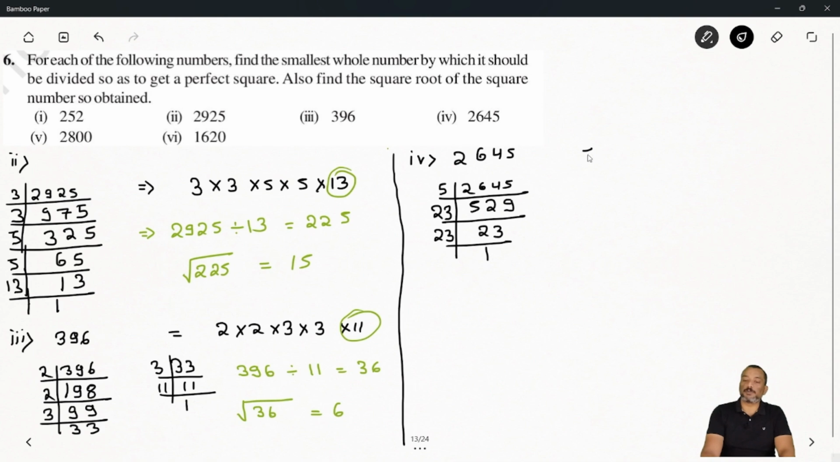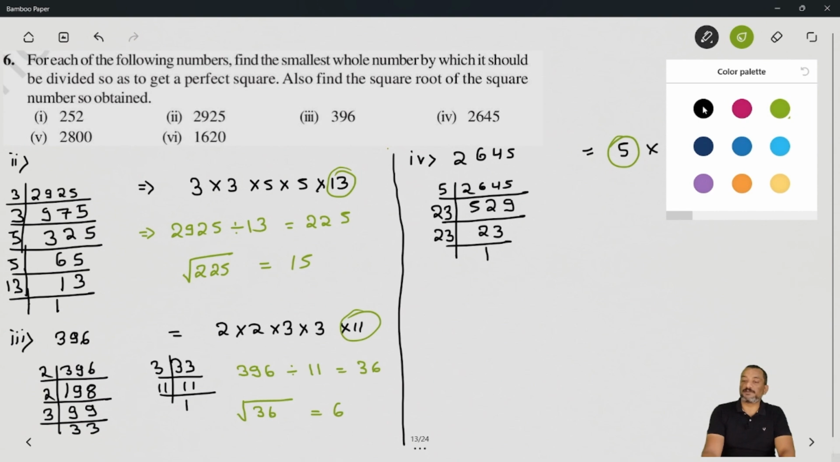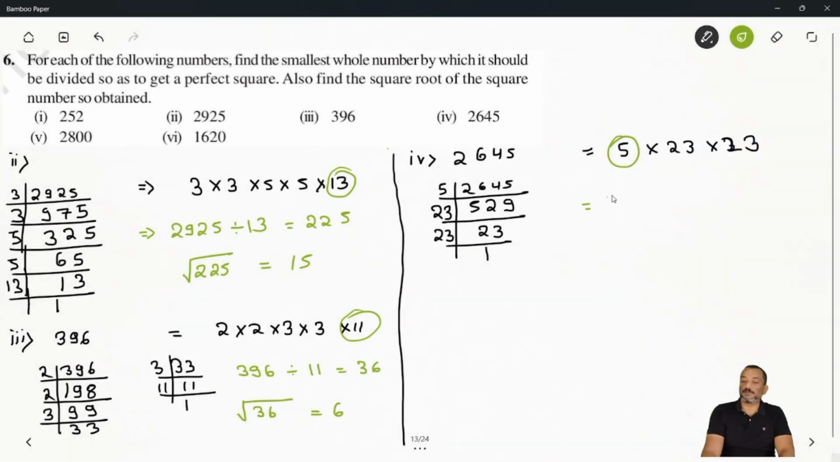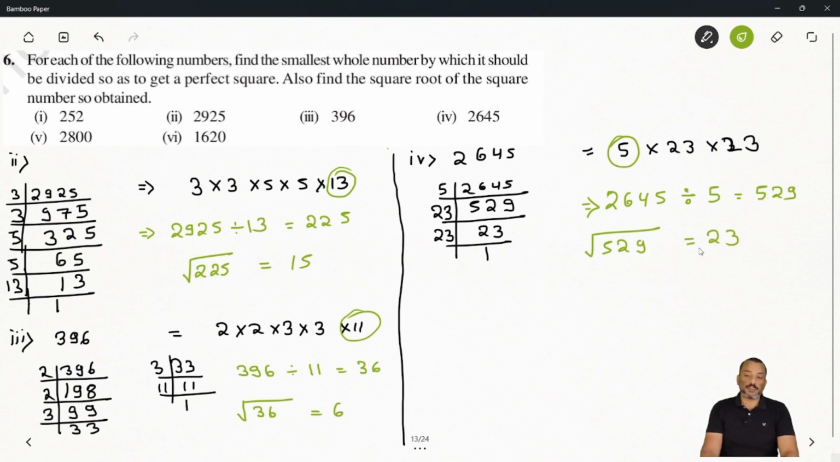So which numbers do we get as factors? 5 times 23 times 23. In this one, 5 is unpaired, so we will divide 2645 by 5. If you divide by 5, you will get 529. The square root of 529 is 23. Hope it's clear. In that way we can solve the fourth one.